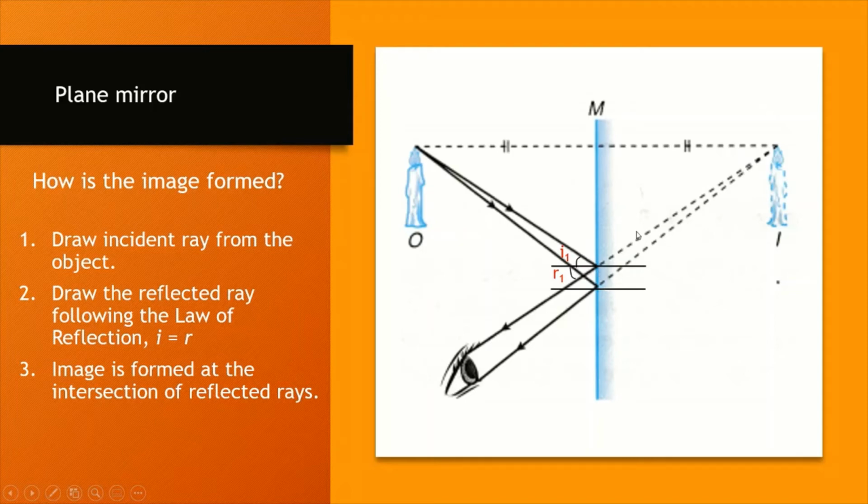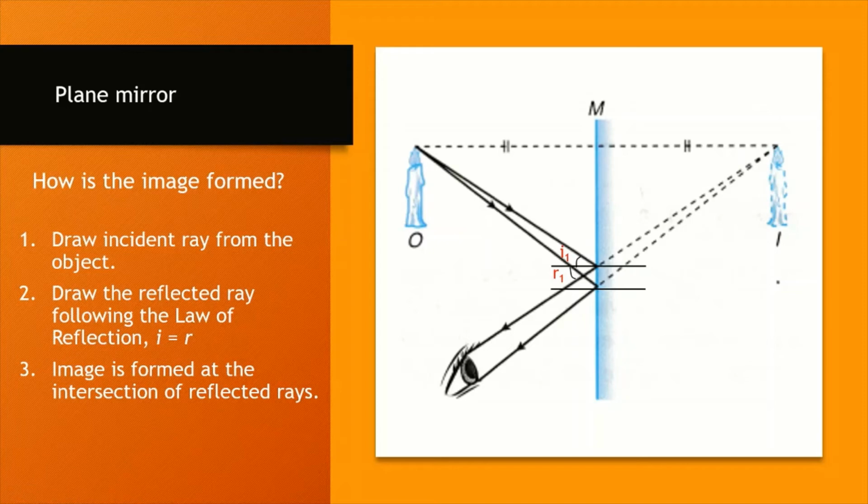You see that these two reflected rays meet, they intersect inside the mirror. So this is where the image is formed. The image of the candle is inside the mirror. Alright, so this is how an image is formed. The image is formed at the intersection of two reflected rays.